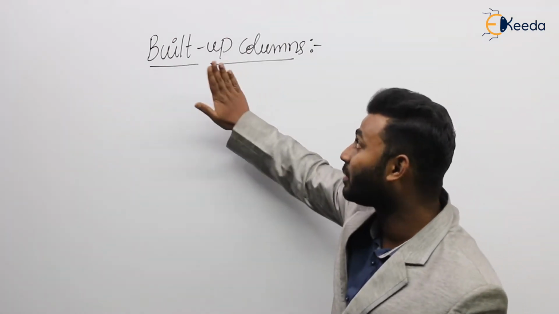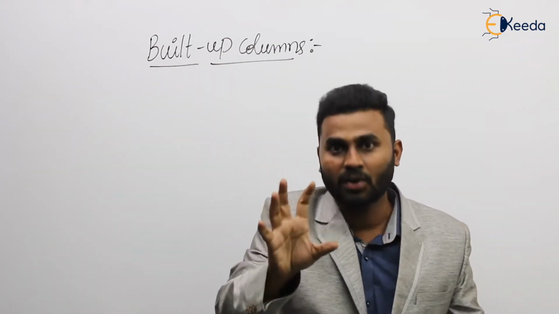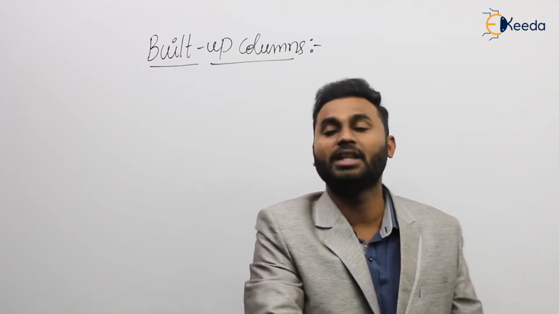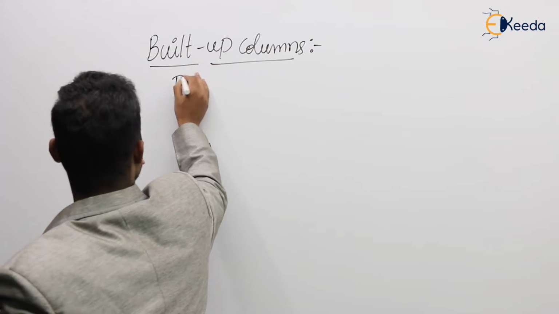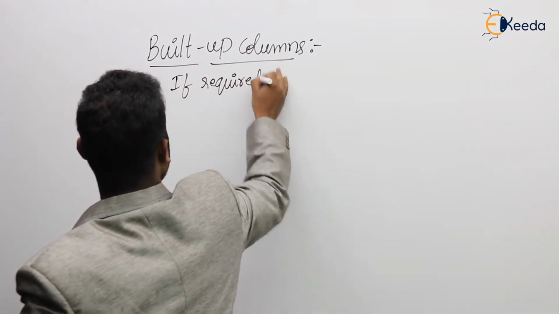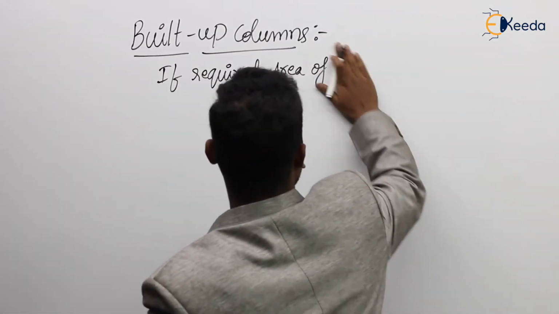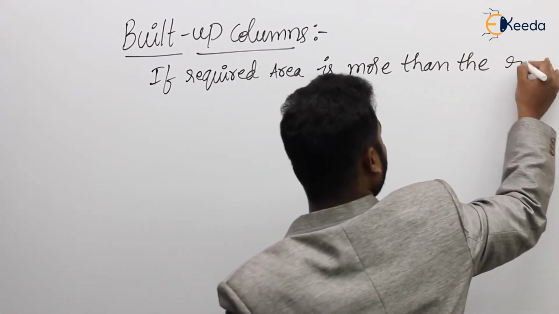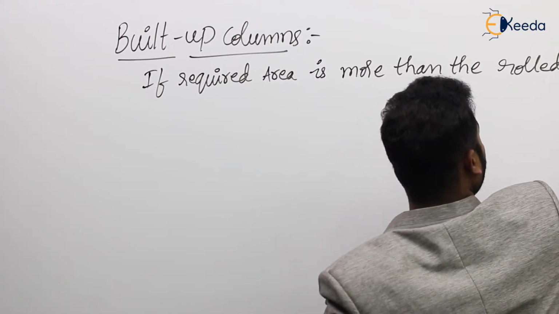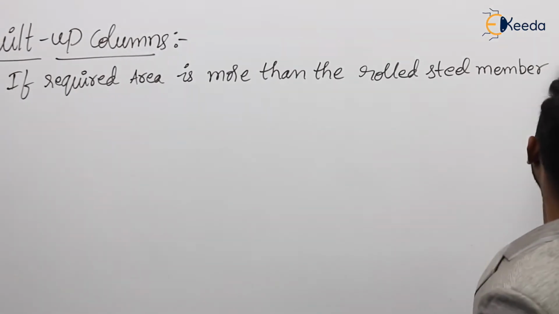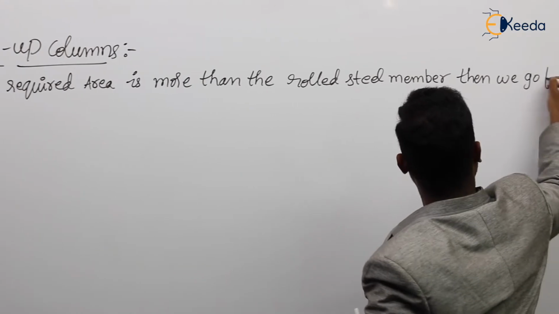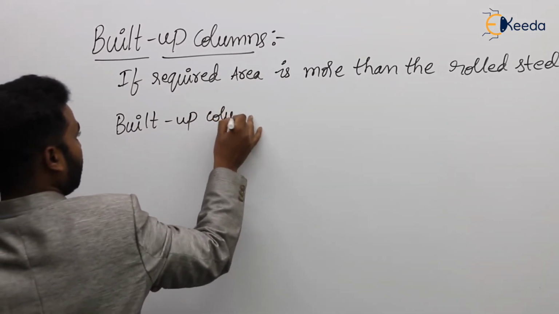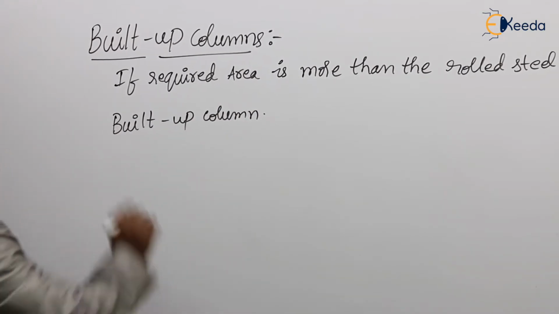So obviously, when is the requirement of a built-up column, or when do we go for a built-up column? If the area of the selected trial section from the steel table is not matching the area required, then we should go for it. That is the condition. So if the required area is more than the rolled steel member, then we go for a built-up section or built-up column. This is one of the conditions for going for the built-up column.